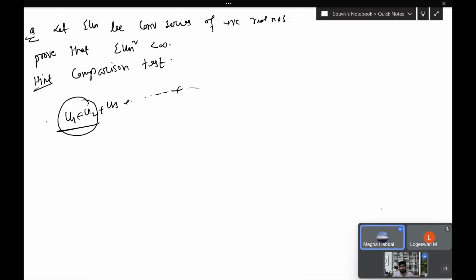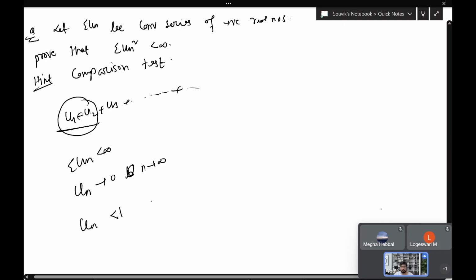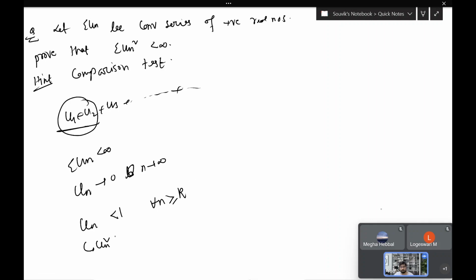So the point is that since it is given that summation un is convergent, this implies what? That the limiting value of un is 0, right? So this implies un is less than 1 for all n greater than or equal to k for some k, right? So multiply un on both sides, un square minus un is less than 0, and this happens for all n greater than or equal to k. So now use the comparison test.